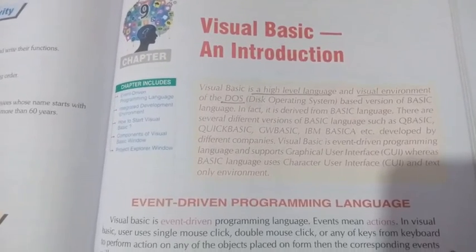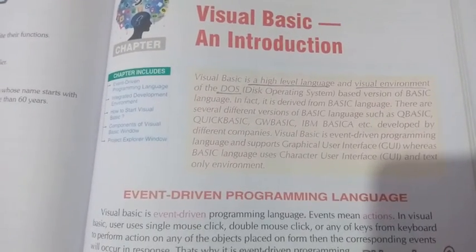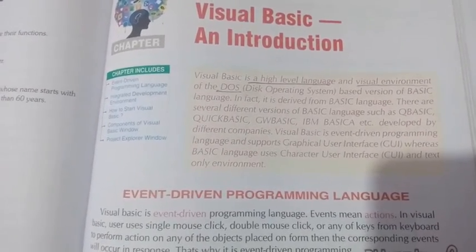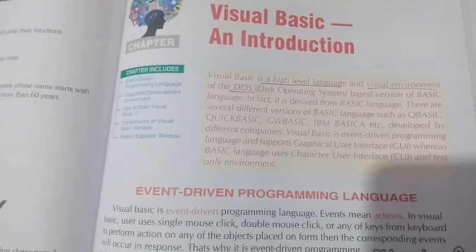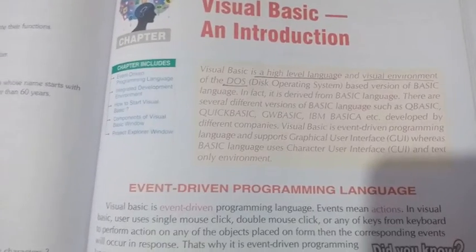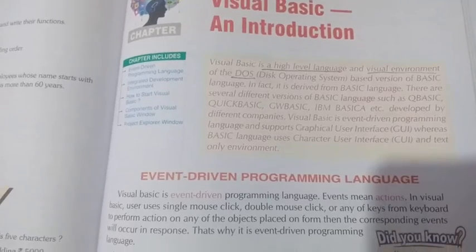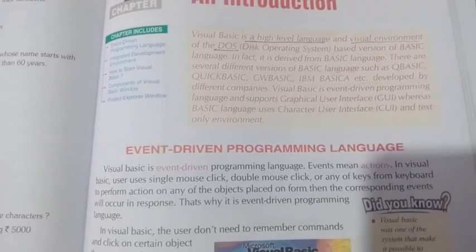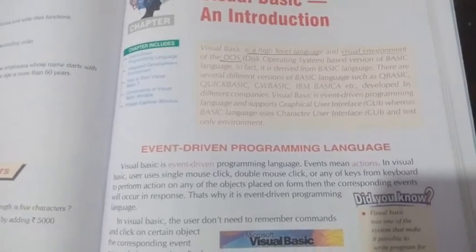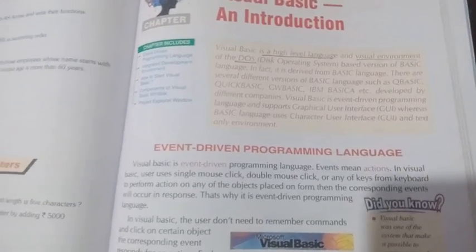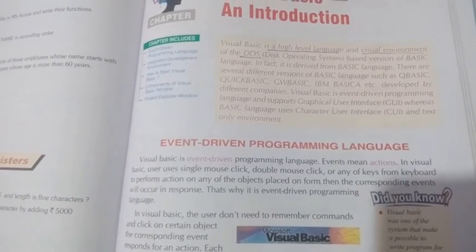Visual Basic is a high level programming language and a visual environment. What is a visual environment? If you need to click and use any object of your computer, if you need to open Microsoft Excel or MS Office, you can click on the icon and use it. This is about the visual environment. So here we have the graphical user interface and the character user interface. If you have graphical representations like icons, you can click on icons and use all the application software.